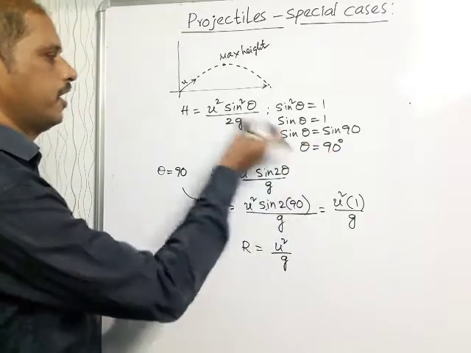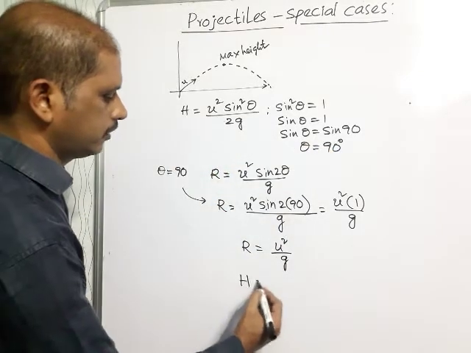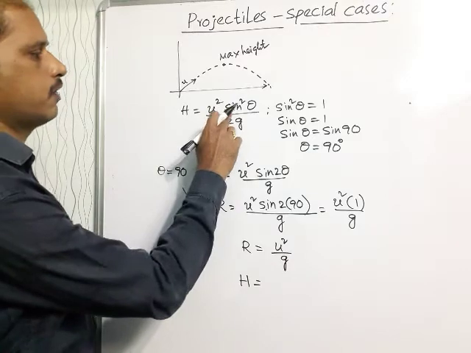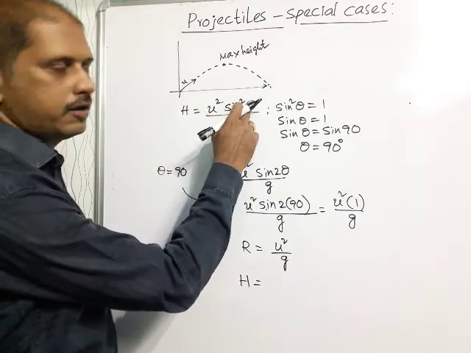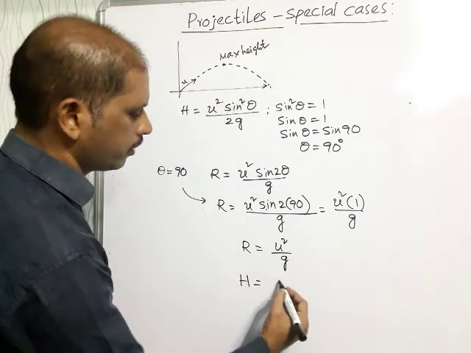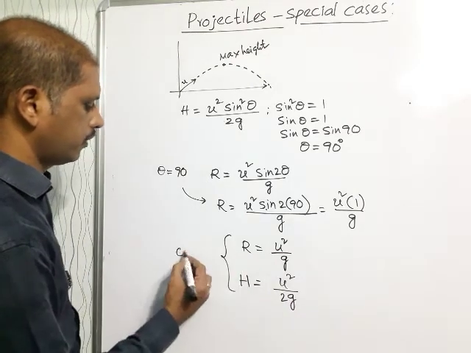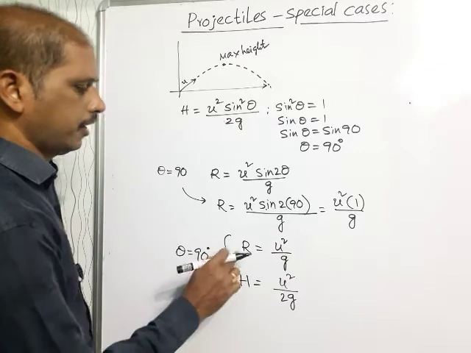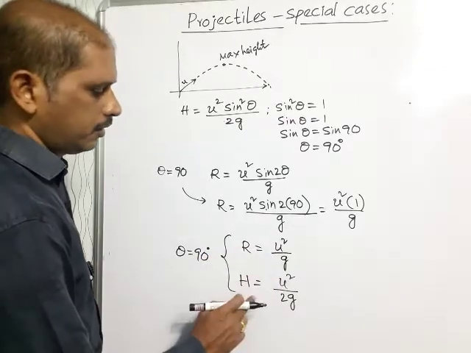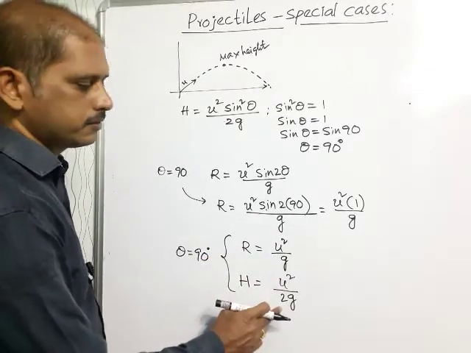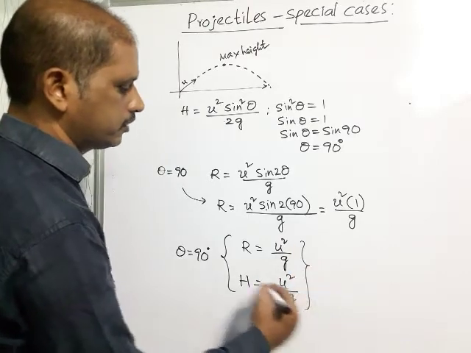If theta is equal to 90 degrees, what about h? h is equal to u square sin square 90 by 2g. Sin square 90 value is 1. So u square by 2g you can get. So if theta is equal to 90 degrees, the maximum height is u square by 2g. So then what is the relation between these two?